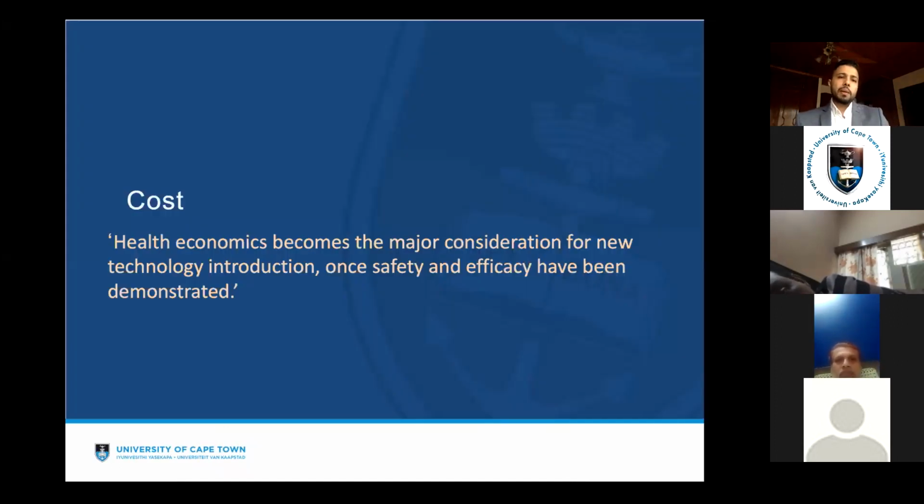And the other aspect of my talk that I want to discuss in relevance to the endoscope is about cost. The safety and the efficacy have been demonstrated with the endoscope. And the next question that surgeons ask, hospitals ask, is about health economics, especially when you introduce a new procedure, a new technology, or a new technique to perform certain operations that were previously performed using a different technique.